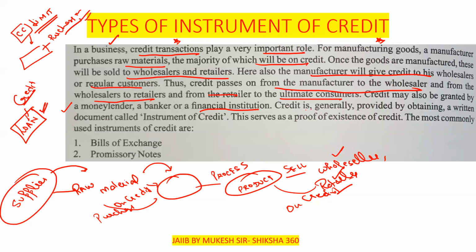Credit is generally provided by obtaining a written document called an instrument of credit, and this serves as a proof of existence of credit. The most commonly used instruments of credit are the bill of exchange and the promissory note.